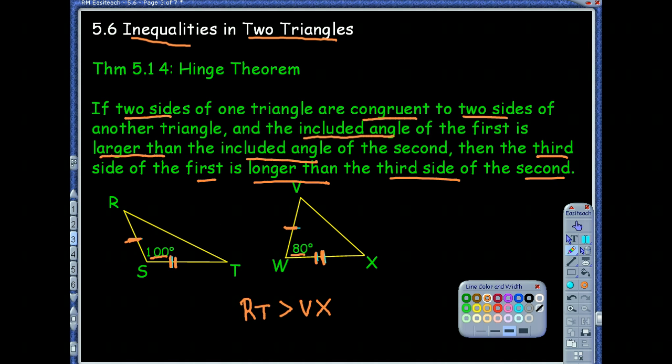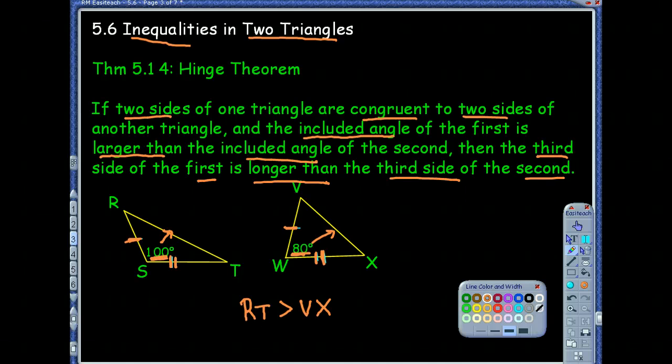And this is all based on the fact that you have some congruent sides to begin with, and angles that are provided, knowing that this 100 degrees is obviously larger than the 80. This side is across from this angle, and that one's across from that, and this is obviously larger than that one.